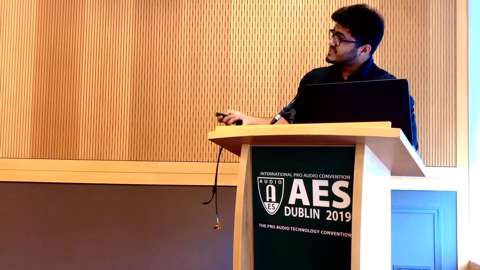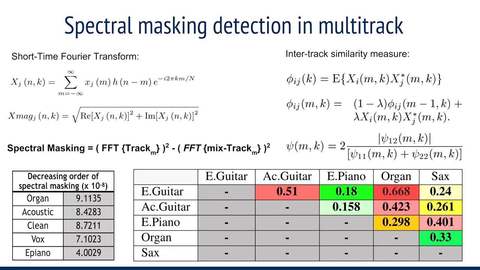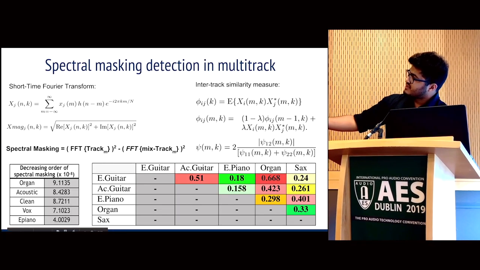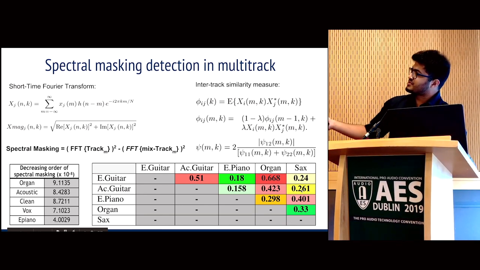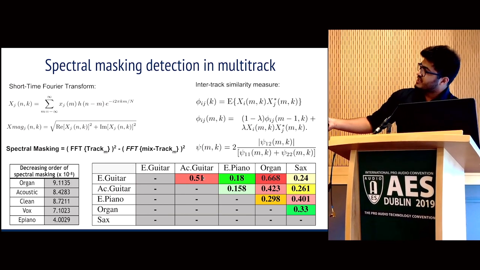So my first step in my automatic mixing algorithm is to detect spectral masking. I use an intertrack similarity measure: I compare each track with every other track and try to see where there's a lot of similarity. For example, here, the electric guitar and the organ have a lot of spectral similarity. I also check how much each source has been masked with respect to the rest of the mix. Using this, I am able to make a spectral correlation map in which I know which track pair I have to spread across the stereo mix and release from masking. And then come the acoustic guitar, electric guitar, and so on.